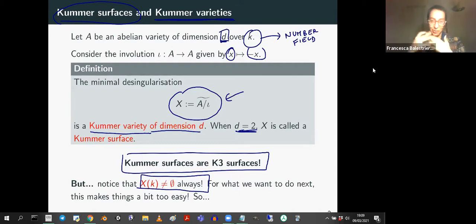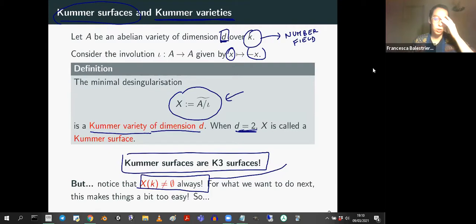But for the kind of things that we want to talk about later on, if our varieties have a k-rational point, then everything we're going to say is kind of trivial. So we want to construct some varieties which are closely related to these ones, which don't necessarily have a rational point, or at least not an immediate one. Okay.